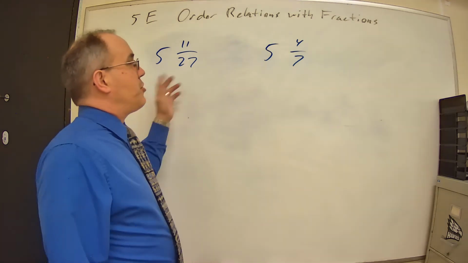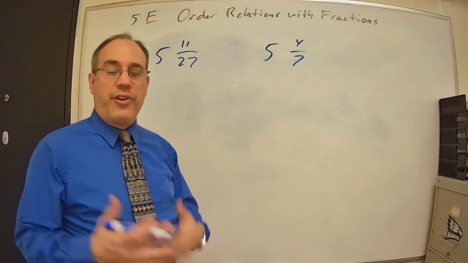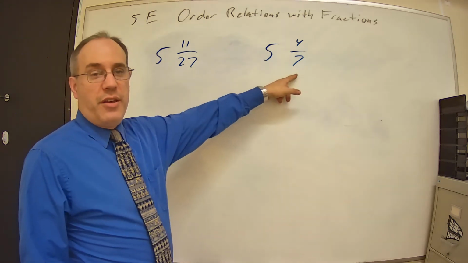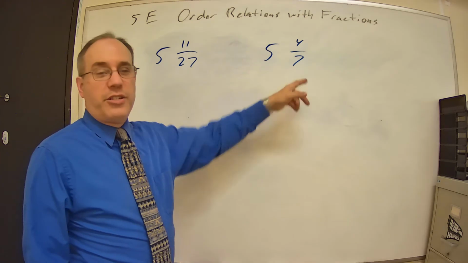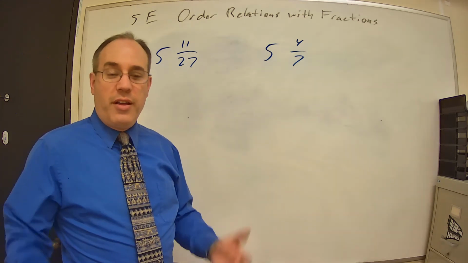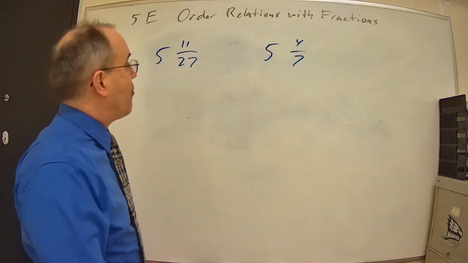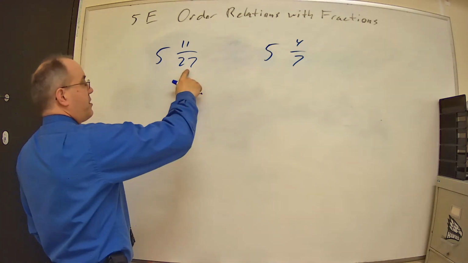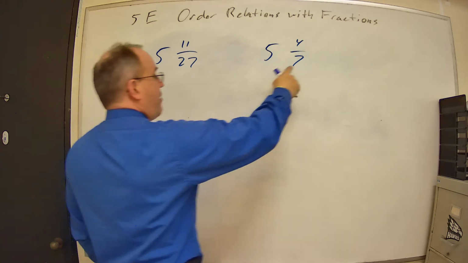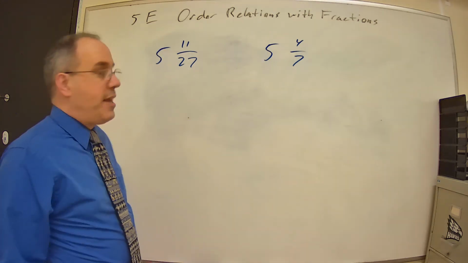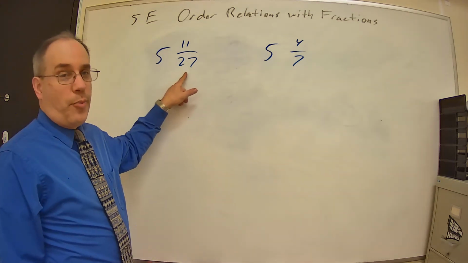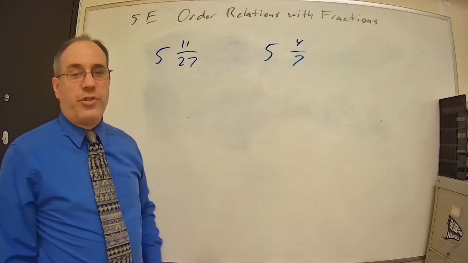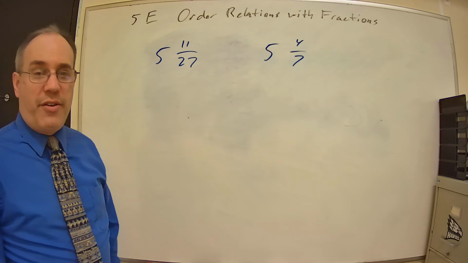The 5s are the same, so that's not going to matter for your greater than, less than, right? It's just the fraction that matters. So if we can rewrite the fraction with a common denominator, then we're going to be good to go. Now, unfortunately with this, I see that 7 is a prime number, and 27 is not divisible by 7, so the best we're going to do is multiplying those two denominators together.